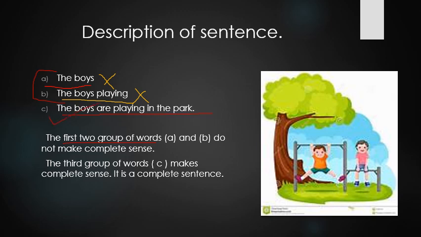Okay, children? So very carefully see. Here the first group is the boys, the second is the boys playing. So here it is not a complete sentence. Only saying the boys has no meaning. The boys playing, no meaning. We are supposed to use is or are. So in the third sentence you can say that the boys are playing in the park. So this becomes a complete sentence. Okay, so while solving the worksheets, please go through the slides very carefully.